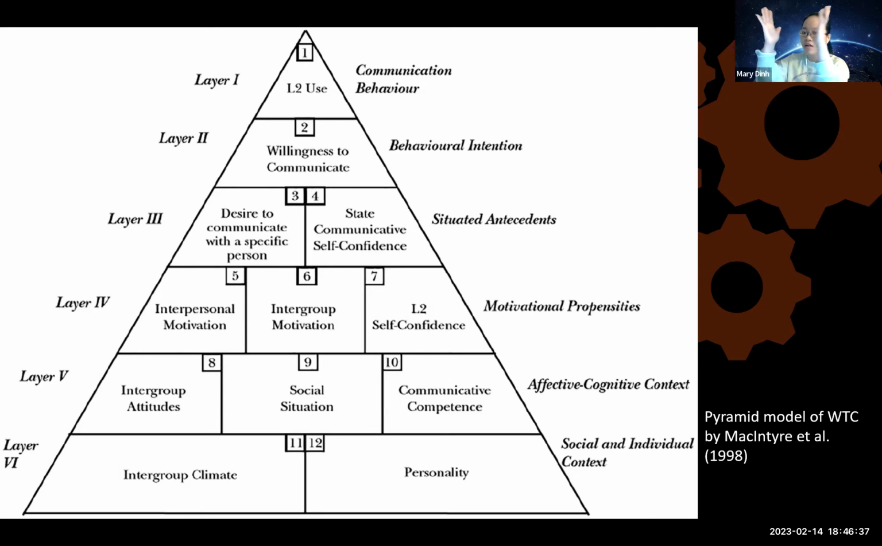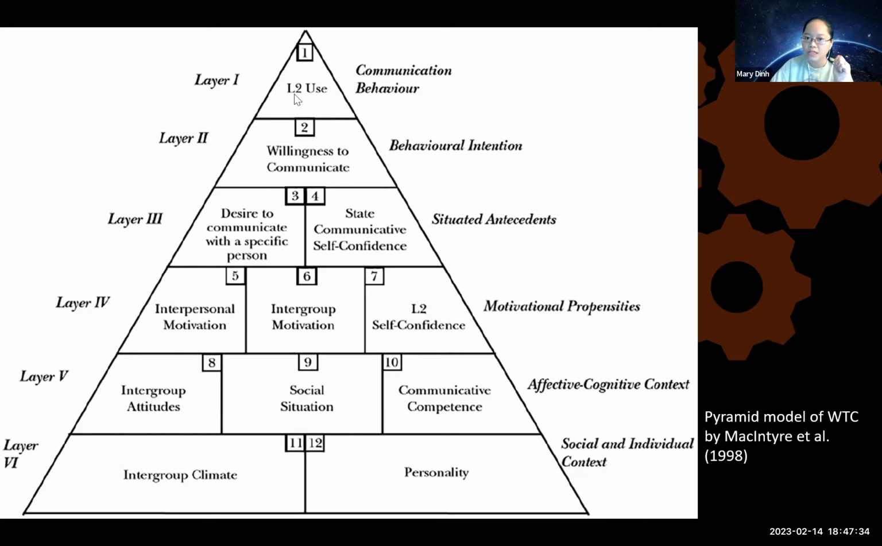And then it becomes broader, not just a specific situation, but a larger social context, where it comes to the intergroup climate or intergroup attitude. For example, you perceive that American speakers tend to be more aggressive than people in my culture, so I'm very afraid to interrupt them. So it's also an affective-cognitive context that you use to evaluate the situation. And so these six layers, when it comes to a person's opinion about their own willingness to talk, can reflect something related to the factors that make up these six layers.